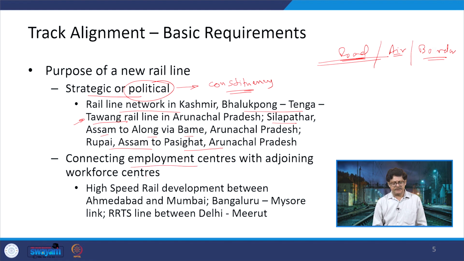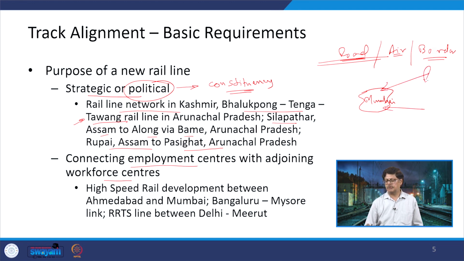Connecting employment centers with the adjoining workforce centers. There are a number of examples where one big city, say Mumbai, has a lot of traffic coming to it from Pune, from Surat, and similarly from different other areas, because Mumbai is one of the commercial capitals of our country. So when all of this flow is there, and if connectivity is not provided between all of these locations, then how will the people move?